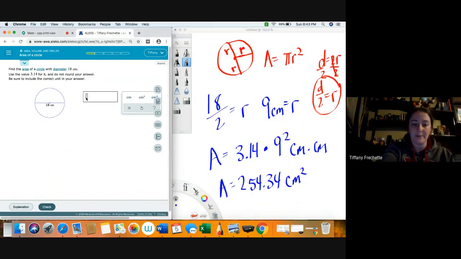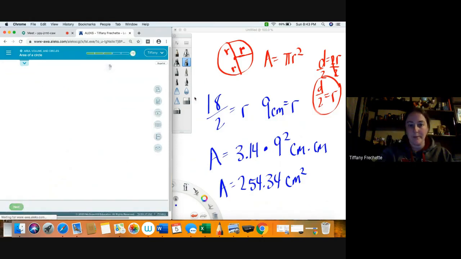Close this, and I'm going to type 254.34. I'm going to click centimeter squared. All right, check. Yay. All right, one more.